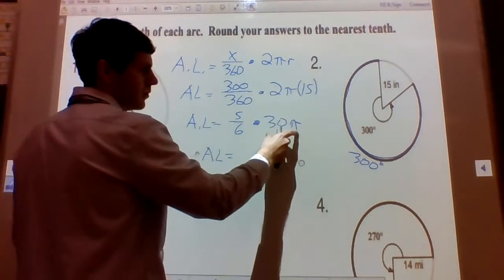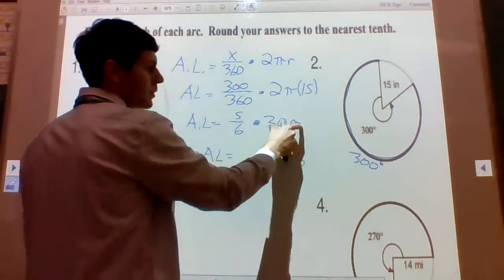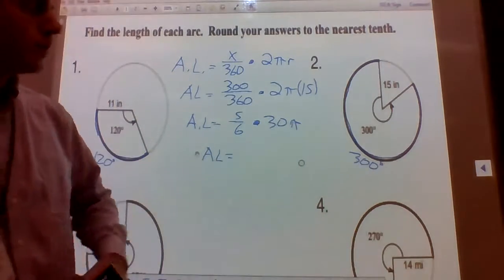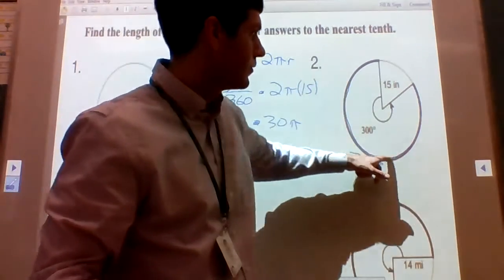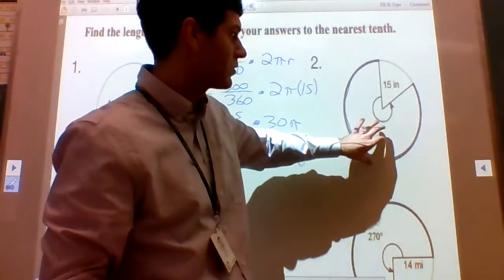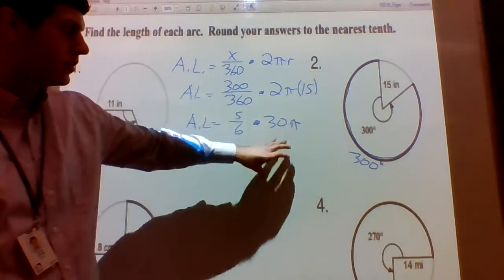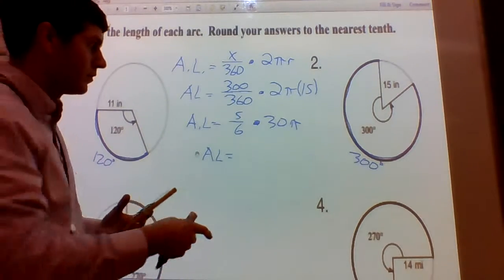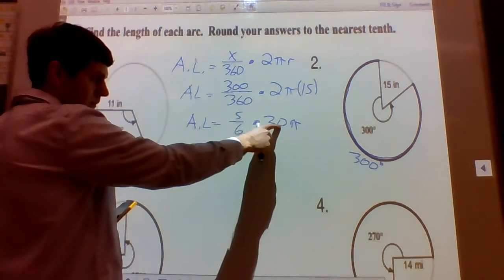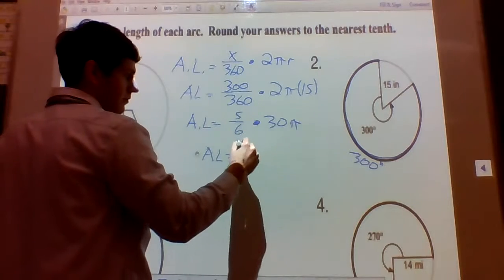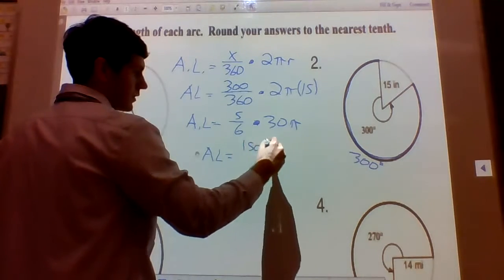Okay, so the circumference of the whole thing is 30 pi, but we don't want the entire 30 pi. We only want the length of this part. So that's 5/6 of the whole circle. So 5/6 times the entire thing is 150 pi over 6.